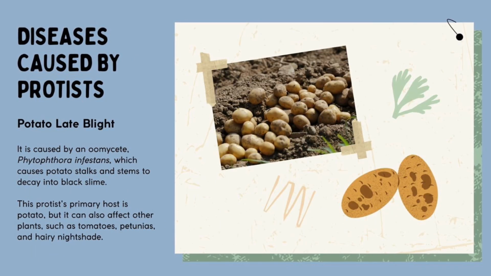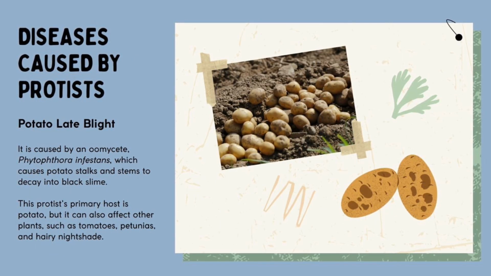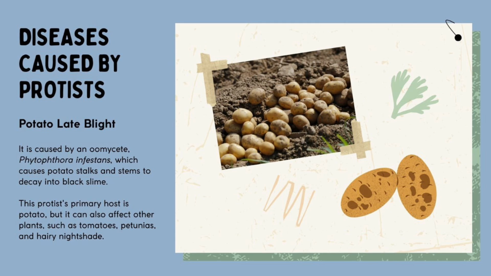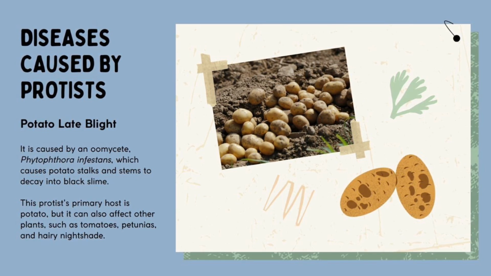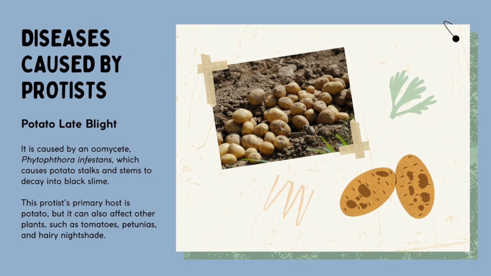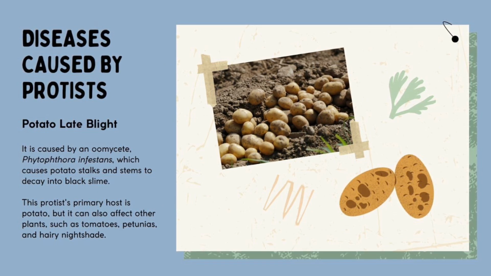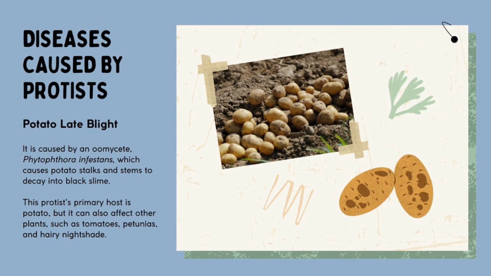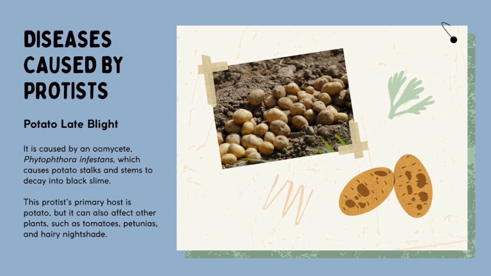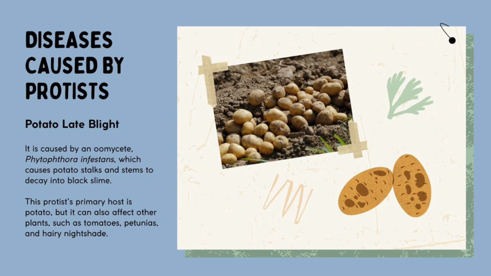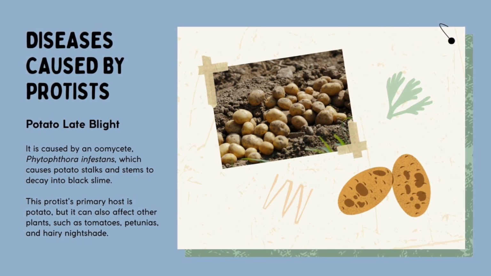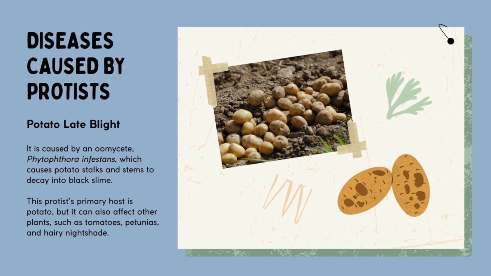Potato late blight. It is caused by an oomycete, Phytophthora infestans, which causes potato stalks and stems to decay into black slime. This protist's primary host is potato, but it can also affect other plants such as tomatoes, petunias, and hairy nightshade.